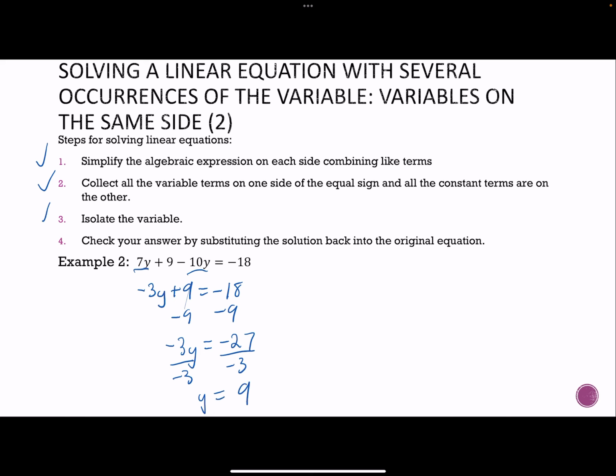And again, if we weren't sure of ourselves, or we were taking an exam or a quiz or something where we couldn't afford to get the answer incorrect, we would want to plug our solution back in to check our answer.